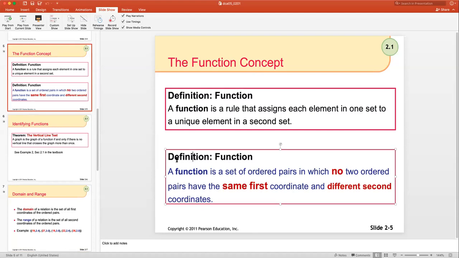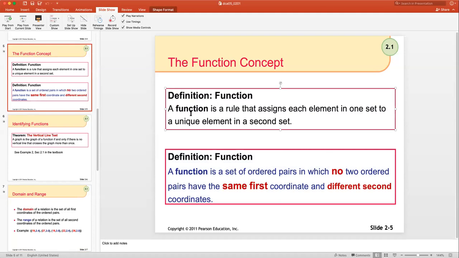But the second one is the important one. That's what you have to memorize. Okay. So first one, let's see the first definition. A function is a rule that assigns each element in one set to a unique element in a second set.